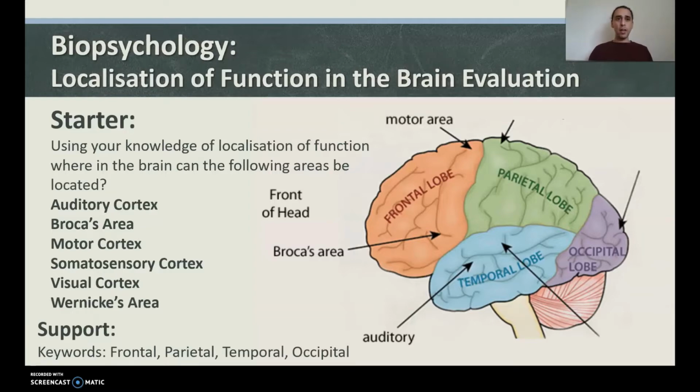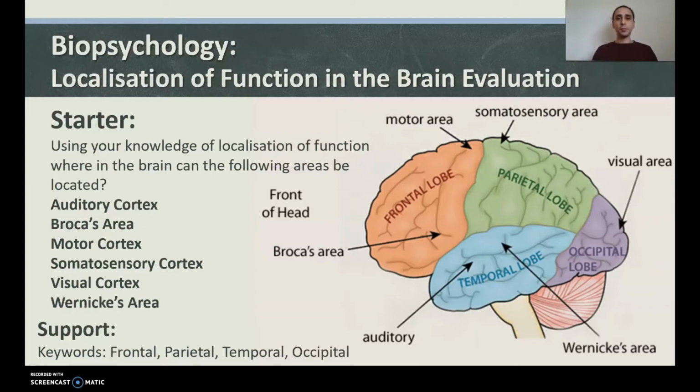Next to the motor area is the somatosensory area, or the somatosensory cortex, which is on the parietal lobe. The occipital lobe is important for visual. It's about seeing things. It's about understanding the visual things that our eyes can see, so that is in the occipital lobe. And Wernicke's area is actually found in the temporal lobe, as well as the auditory.